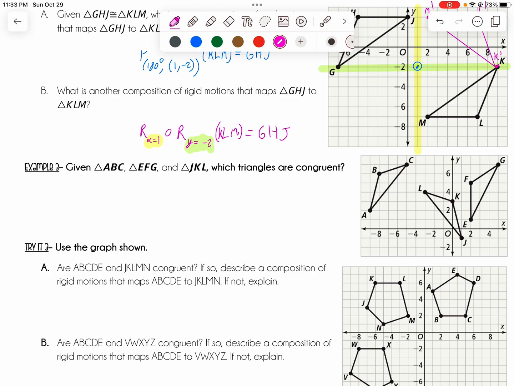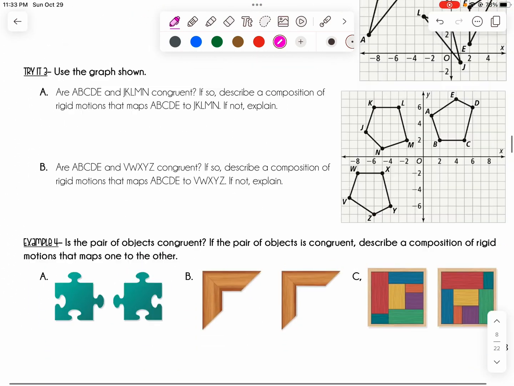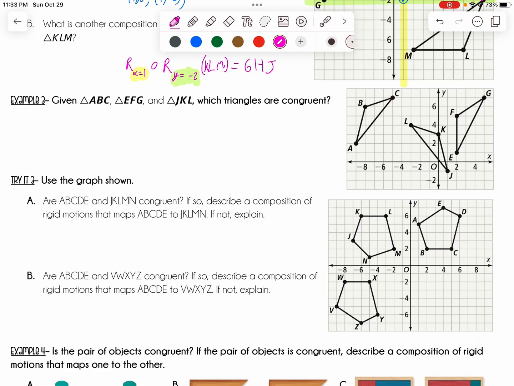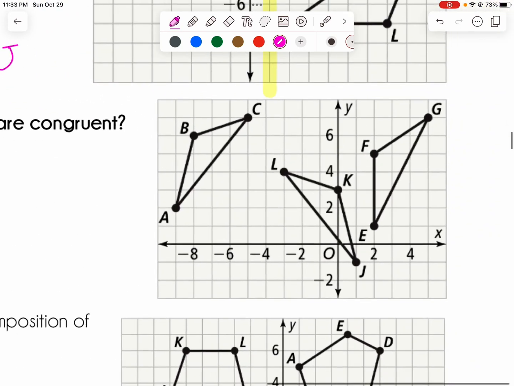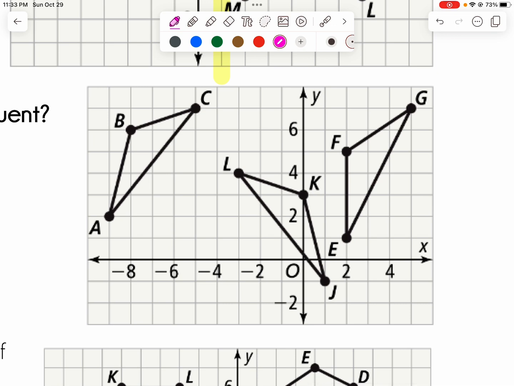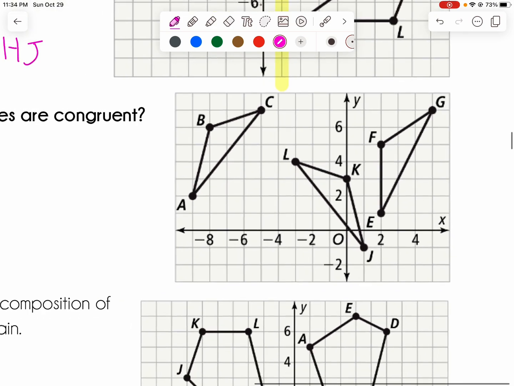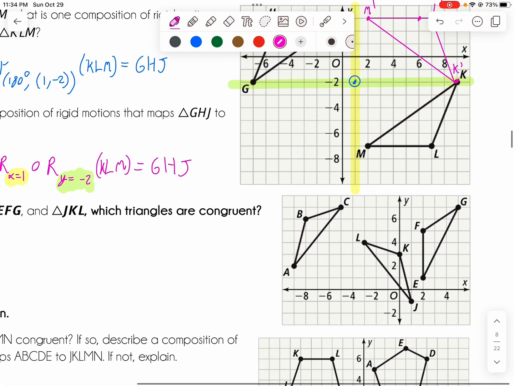Now, take a moment to try out example and try it number 3 yourself. What transformations or which triangles are congruent? Is it EFG and ABC? Is it ABC and KLJ? Sorry. ABC and JKL? Which one? Which two of these 3 triangles are congruent? Once you figure out which ones are congruent, actually complete the transformations that would show that they are.